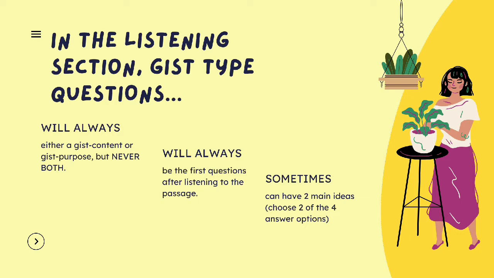Also, sometimes the lectures and conversations can have two main ideas. In this case, the gist content or gist purpose question may ask you to choose 2 of the 4 answer choices instead of just one.